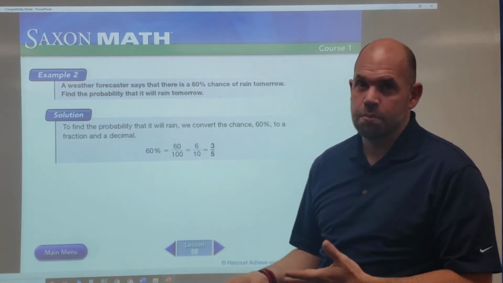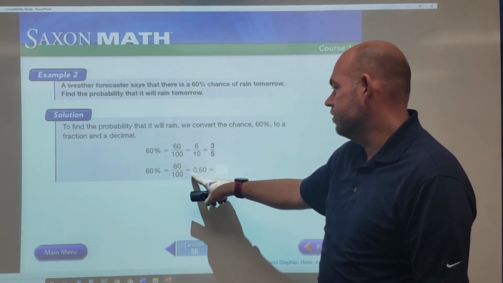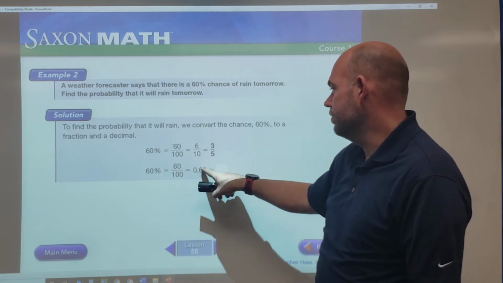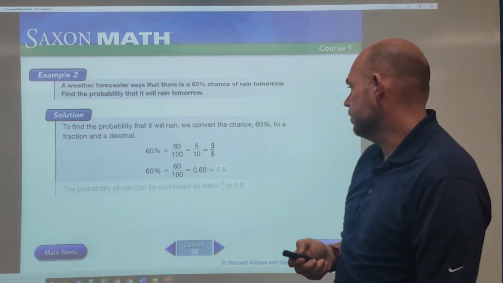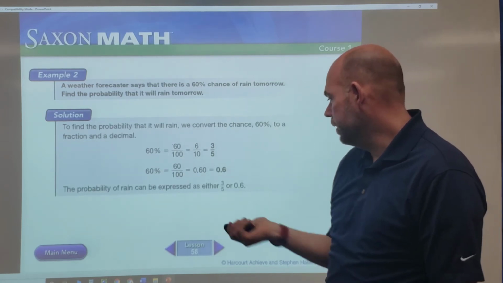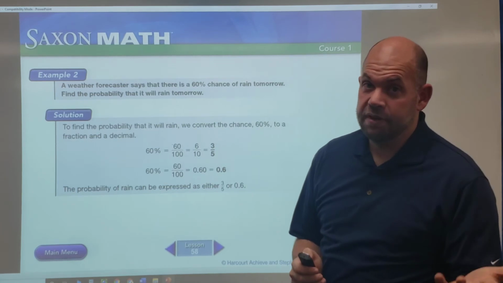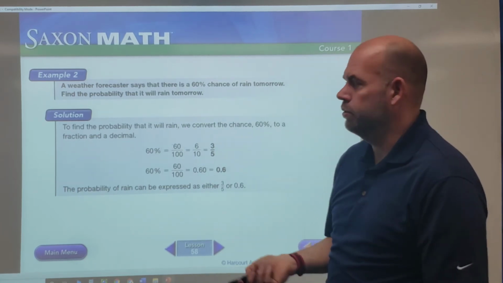That's the same as 60%. Or as a decimal, 60 over 100 is just going to reduce to 0.60 because we've got the 2 zeros on 100, so we've moved the decimal over 2 times, 0.60. All right. So the probability can be expressed as 3/5, 0.6, or 60%. Usually we would say 60%.